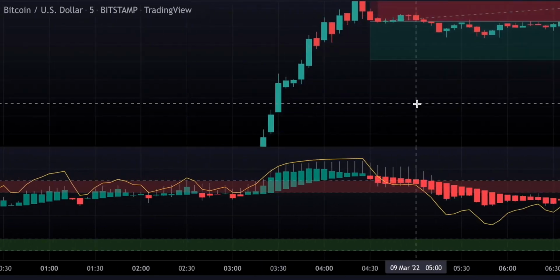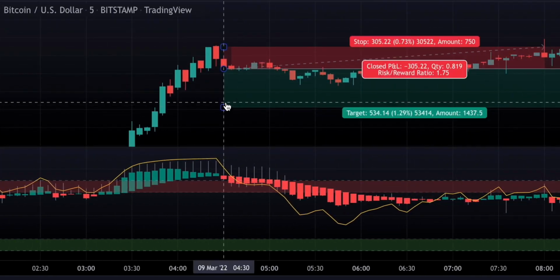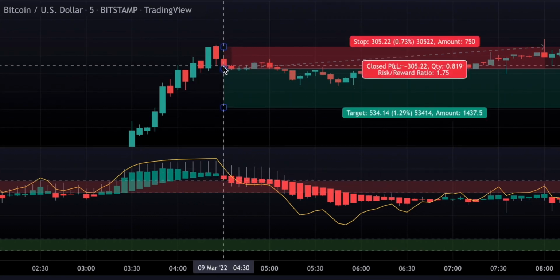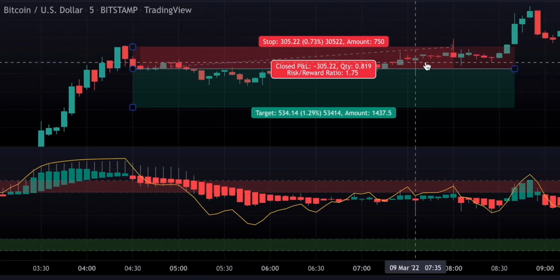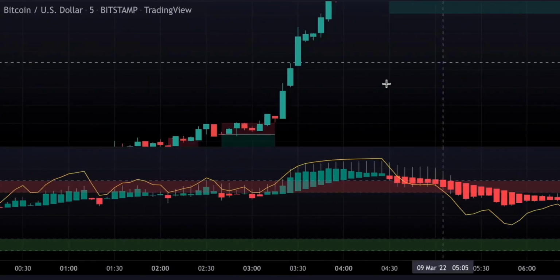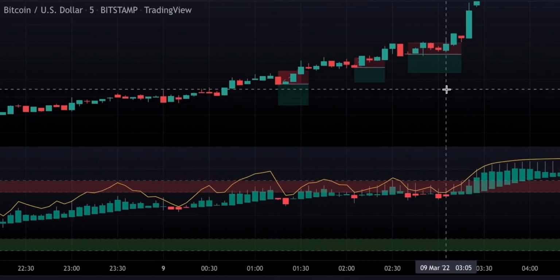Also, the next trade right here. We had a strong selling signal right here. We took a short position. Put our stop loss at the recent swing high and we got stopped out as well. So how can we actually eliminate all these losses?